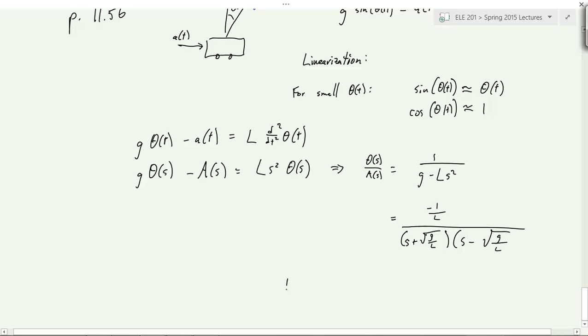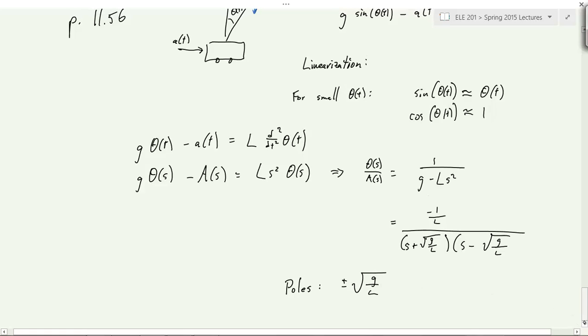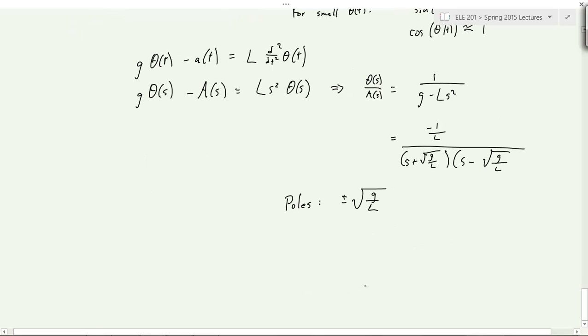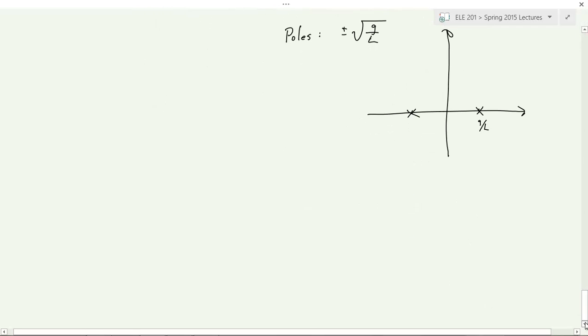So we have 2 poles, no zeros, and the poles are at plus and minus square root of g over L. Is this stable? It's causal. Is it stable? We have a pole here and a pole here at square root of g over L. So it's not stable, because it has a positive pole. Now, what we're going to do is 2 things. We're first going to apply feedback. Sorry, I may run a couple minutes over.